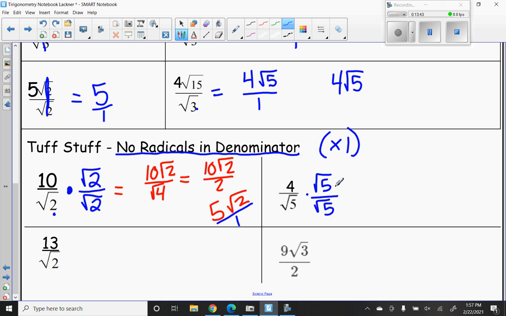4 times radical 5 is on the top. That's 4 radical 5. And radical 5 times radical 5 is a special number. It's in our list. The square root of 25 is a whole number. The square root of 25 is 5. So now look at what we have.